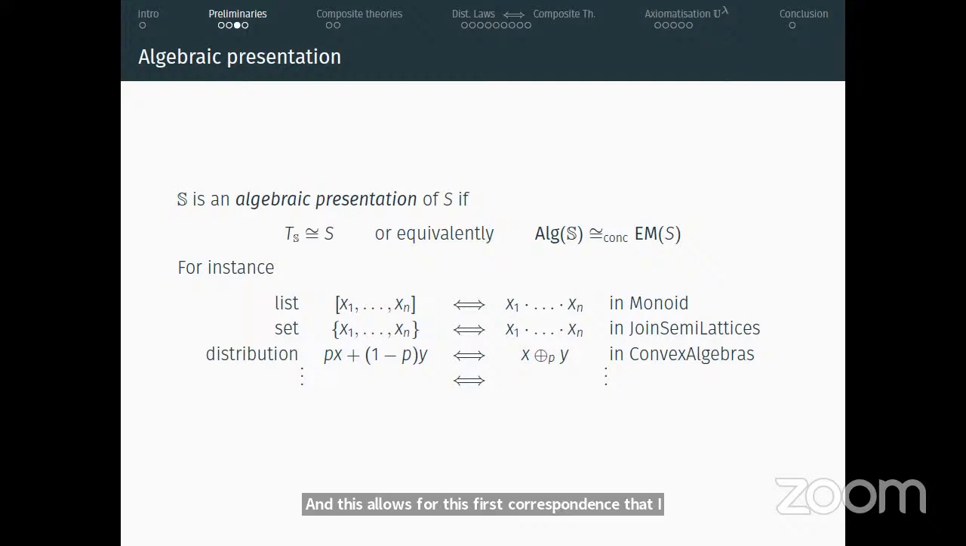An algebraic theory is a presentation of a monad if we have an isomorphism of monads, or equivalently an isomorphism between the categories of algebras. So this first isomorphism relates the two monads on a syntactic level, and the second one on the semantic level. This is something that we usually do, where we consider a list as a monoid term and a set as a join, a lattice term, etc. Right, so this is the setup, but there is one more preliminary that I've used in this paper, which is term rewriting.